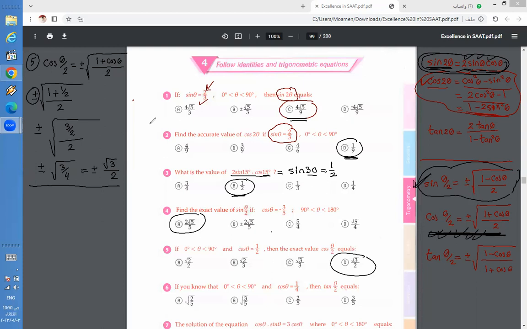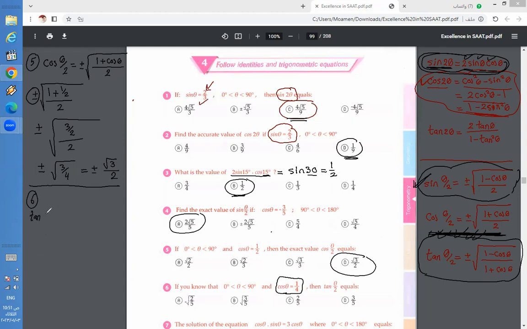If you know that 0 is smaller than theta smaller than 90 and cosine theta equals a quarter, then tan theta over 2 equals? It's in the first quadrant. And this is the rule. So we just substitute. He gave me the value of cosine. Before substitution, we must get the value of cosine, and it is already given here. So just substitute. If you substitute, you get the answer.